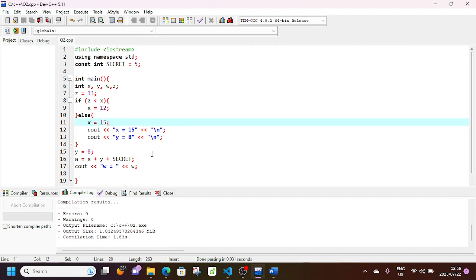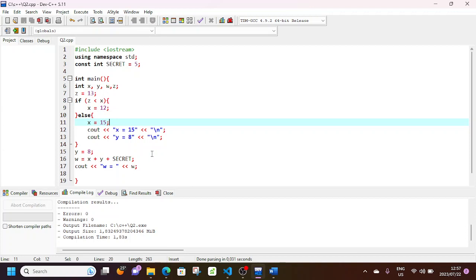And so then we had to display x is equal to 15 and y is equal to 8. Then we go down below and say y is equal to 8, and w is equal to x plus y plus secret, being 5. So x being 15, plus y being 8, plus the secret, which is 5. That would have given you 28. So 15 plus 8 is 23, and 23 plus 5 is going to end up giving you 28.